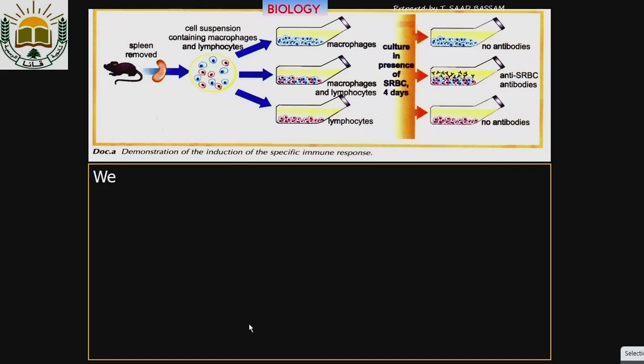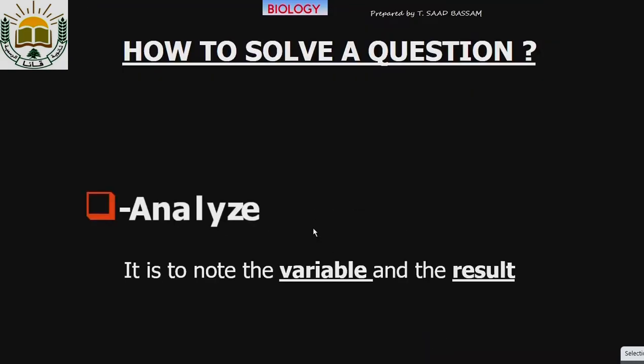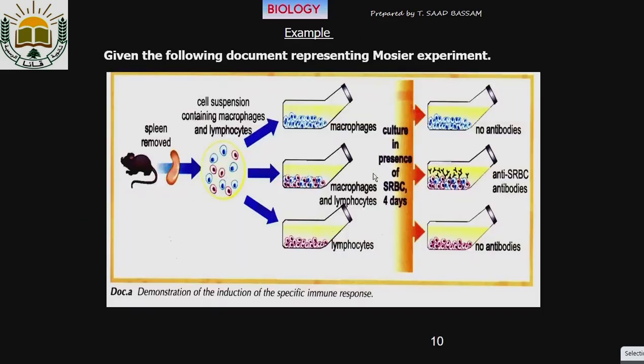In reality, once you describe, you must not try to understand the whole document. You have to describe it only as you see it. The second question was analyze. To analyze is to know the variable, what you did, and the result. Scientifically speaking, as I said before, the variable is the factor that changed between two given experiments.